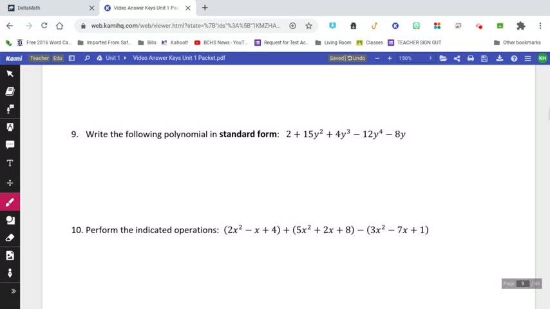Okay, so number 9 is actually going over standard form, a little review from the previous lesson. And okay, so we want to write in standard form. First thing I always check for is, are there any like terms? There aren't. So once again, the highest exponent that's on a variable has to come first. So our first term would be negative 12y to the 4th, then plus 4y cubed, plus 15y squared, minus 8y, plus 2.